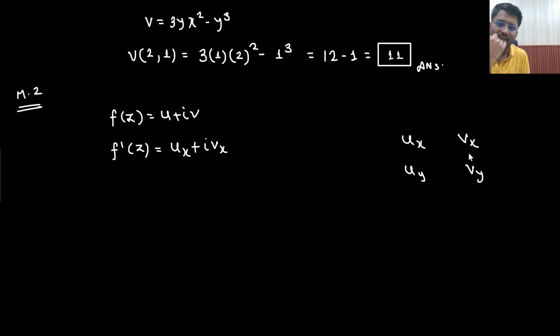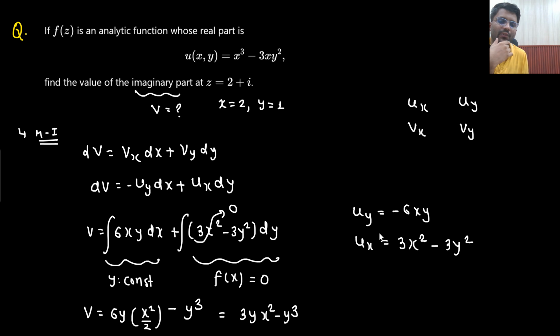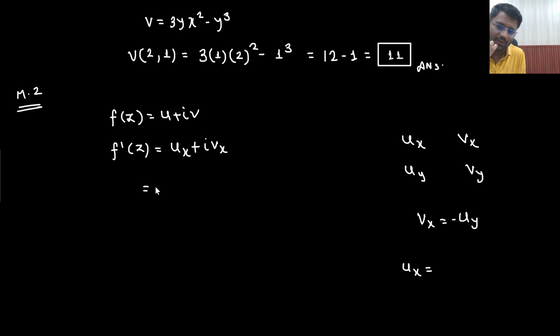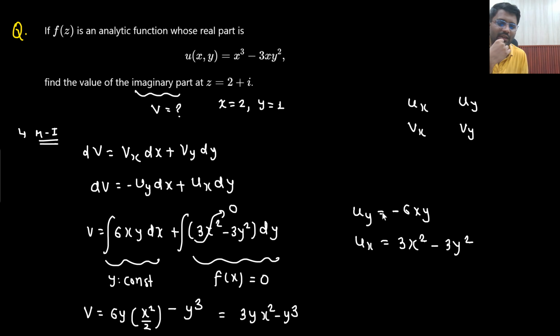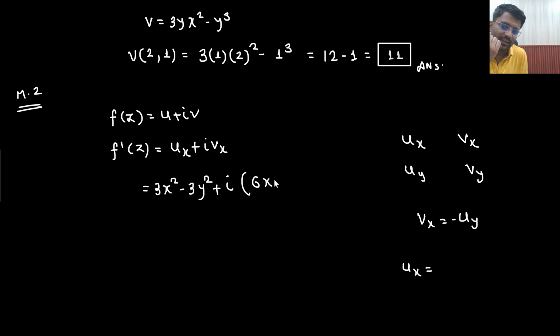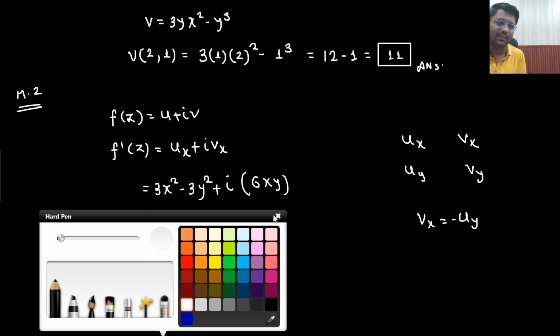You already know that the value of vx would be equal to minus uy. Now do you have the value of ux? Yes sir, the value of ux is nothing but 3x square minus 3y square. So here I can put 3x square minus 3y square plus iota times the value of vx. The value of vx will be equal to minus uy. Uy is minus 6xy, so this will come out to be 6xy. Say yes or no? Okay.